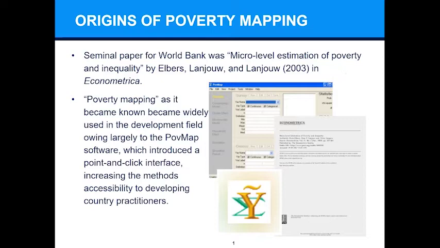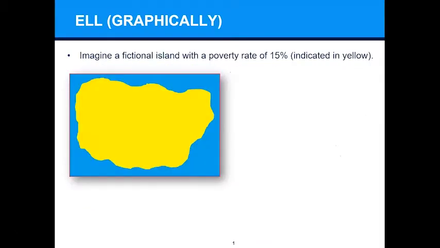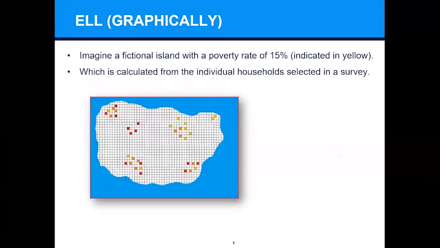This was a point-and-click interface that made the complicated calculations of small area estimation accessible to a wider audience, particularly in the developing world. It shows a quick graphical depiction of the ELL process. Imagine you have a fictional island with a poverty rate of 15%, indicated in yellow. This is calculated from individual households selected in a survey. The households in their clusters are shown here, with the colors indicating the level of poverty.